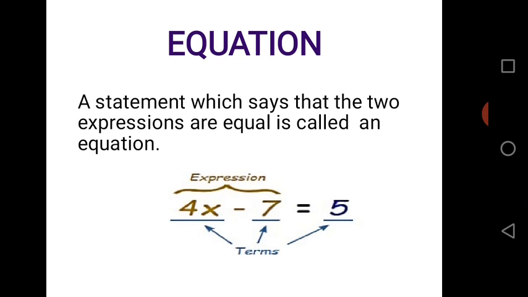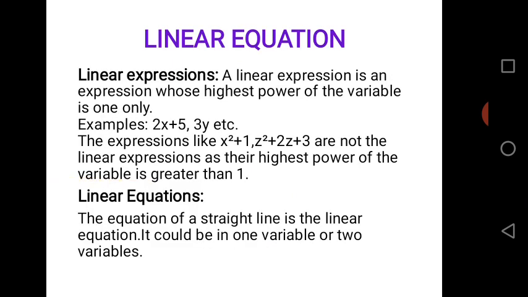Here you can see 4x minus 7 is equal to 5, which contains 3 terms, and the expressions 4x minus 7 and 5 are separated by the equality sign. Now, we'll study linear equations. Before we go to linear equations, first we will recall linear expressions. A linear expression is an expression whose highest power of the variable is 1 only.